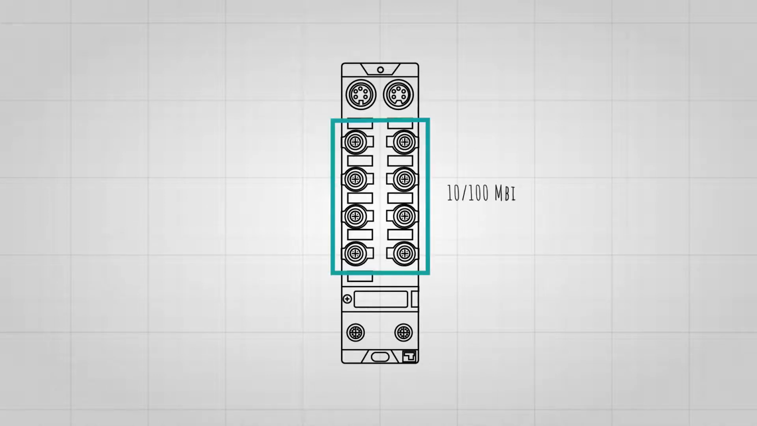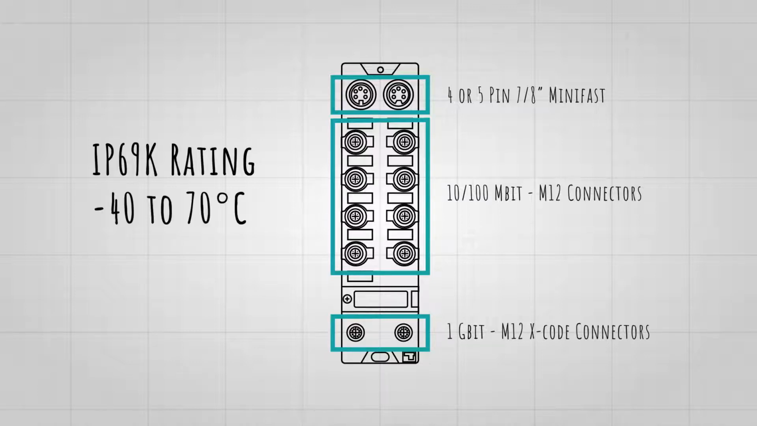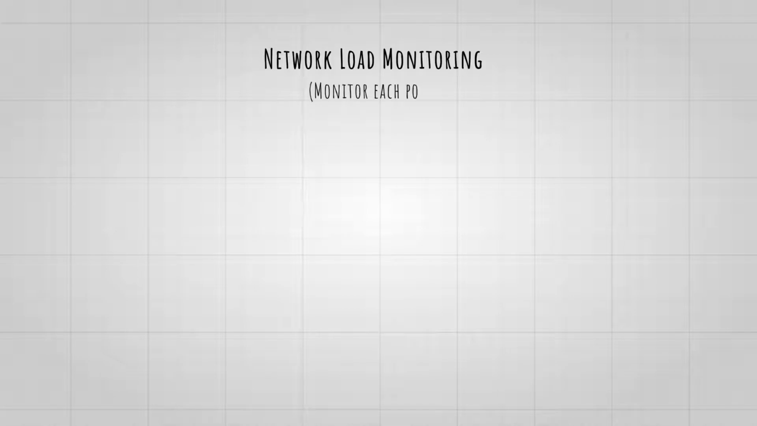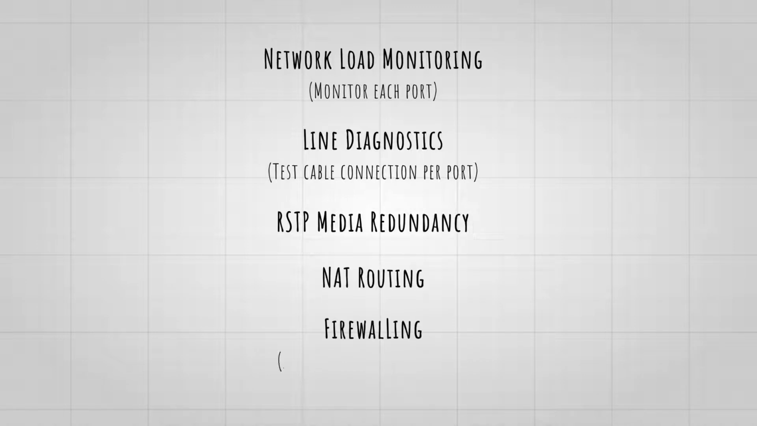Eight of the ports are standard 10/100 ports, and two of the bottom ports are 1GB Xcode ports. The switches also have a 4 or 5 pin 7/8 inch mini fast power supply connector. The switches are very rugged with an IP69K rating and a negative 40 to 70 degrees Celsius temperature rating. Some powerful features of the new Ethernet switch are network load monitoring, line diagnostics, RSTP media redundancy, NAT routing, and firewalling.